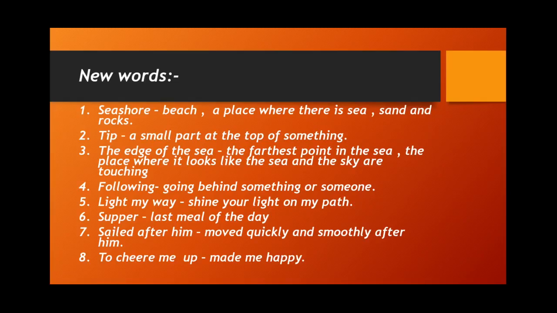So now I am going to start with the new words. Here the first word is seashore. Seashore. Spelling of seashore. Seashore means beach, or you can say a place where there is sea, sand and rocks. Now the next one is tip, means a small part at the top of something. Now the next one is the edge of the sea. The farthest point in the sea, the place where it looks like the sea and the sky are touching.